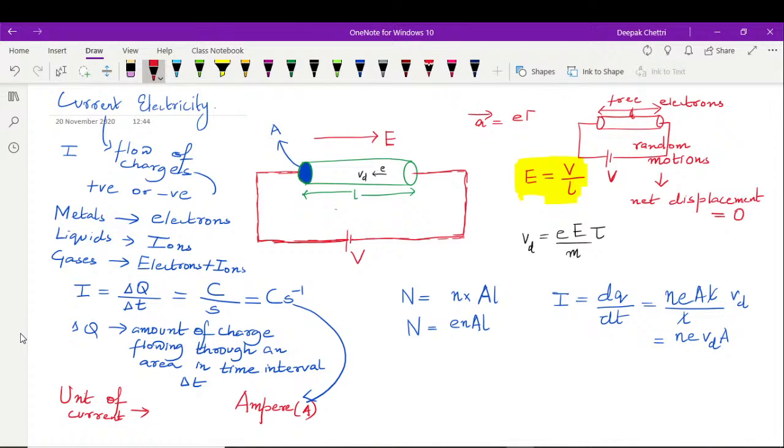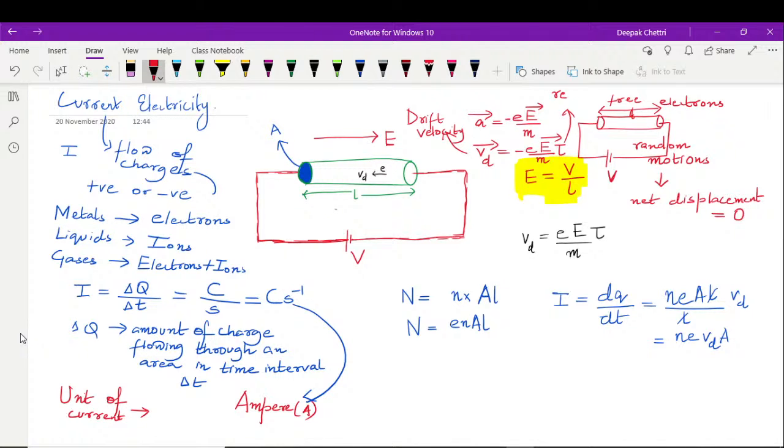E times e by m, right. So this is the acceleration of the electron, and there is a minus sign here, okay. Because of the acceleration they will acquire average velocity Vd, and that Vd is equal to E times e by m times tau, right. Okay, so this is the formula for Vd. Again there is a minus here, right. What is this Vd called? This Vd is called the drift velocity of the electron.